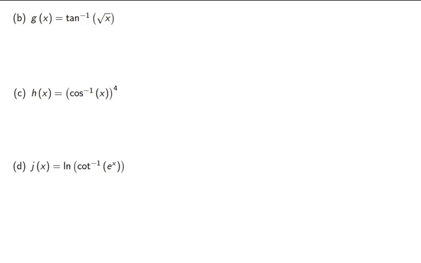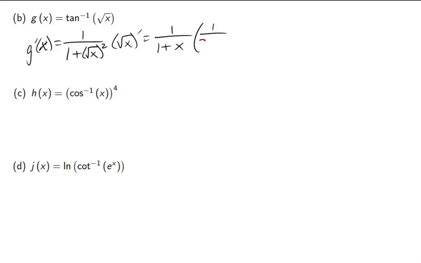Next one, inverse tangent of square root of x. The rule for inverse tangent is 1 over 1 plus u squared, if you will. So where I have an x in the formula, I'll use square root of x instead, times the derivative of square root of x. So I get 1 over 1 plus x, which is what the square root of x squared becomes, times the derivative of square root of x, which is 1 over 2 square root of x, and I'll just leave it like that.